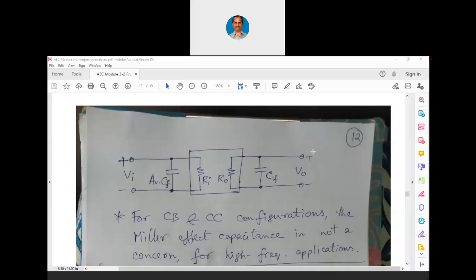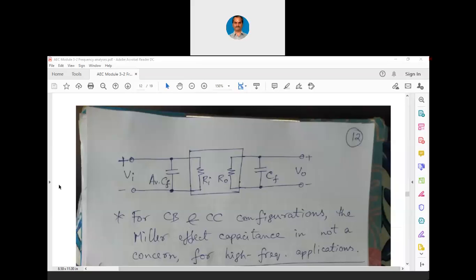Now, this was the effective network for the common emitter configuration. Now, for common base and common collector configurations, the Miller effect capacitance is not a concern for high frequency applications. Can anybody tell me why? For common base and common collector configurations, he says the Miller effect capacitance is not a concern. Can anybody tell me why?